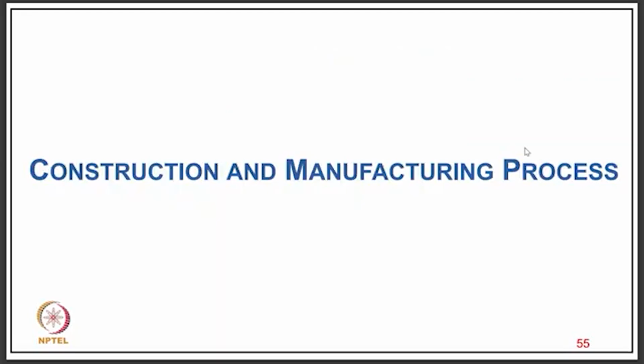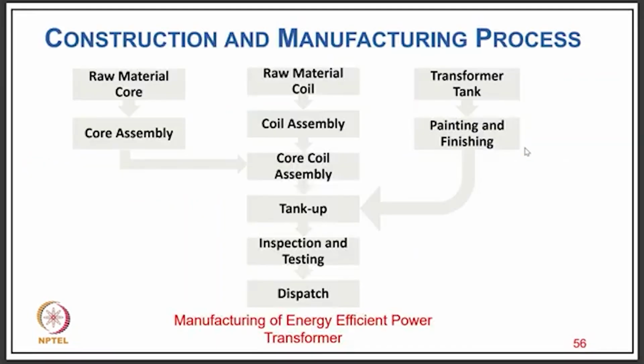Now coming to the construction and manufacturing process of the transformer. As we know, in construction we have raw material for the core, then we assemble the core. Then from the coil, we have a coil assembly, then we put together a core and coil assembly. On the other side, we have a transformer tank and we have painting and finishing, and then we put the core and coil assembly into the tank. And then we have inspection and testing, and then dispatch, for manufacture of an energy efficient power transformer.